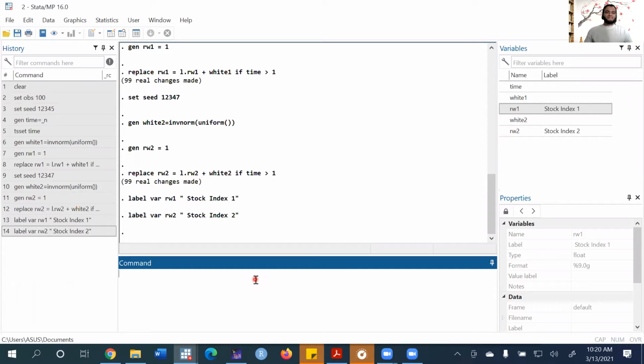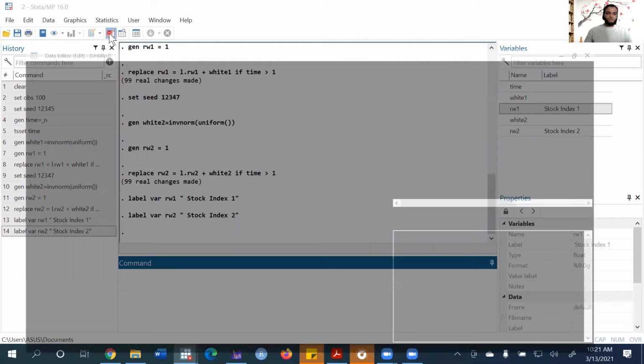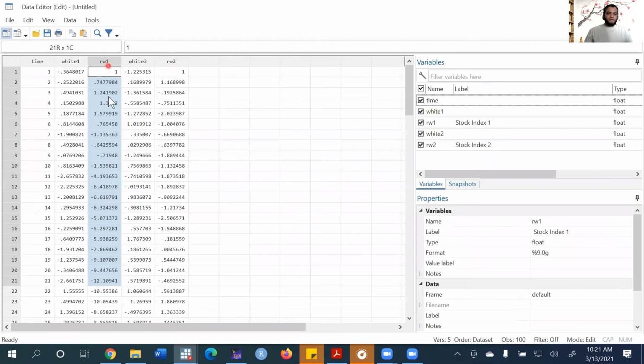So we'll now discuss a spurious relationship for two non-stationary time series variables. We already have opened our Stata and we have generated some random variables here. What we can see, we have the time variable, the stock price index for commodity one, and the stock price index for commodity index two, and we can see RW1 is one time series variable and RW2 is another time series variable.